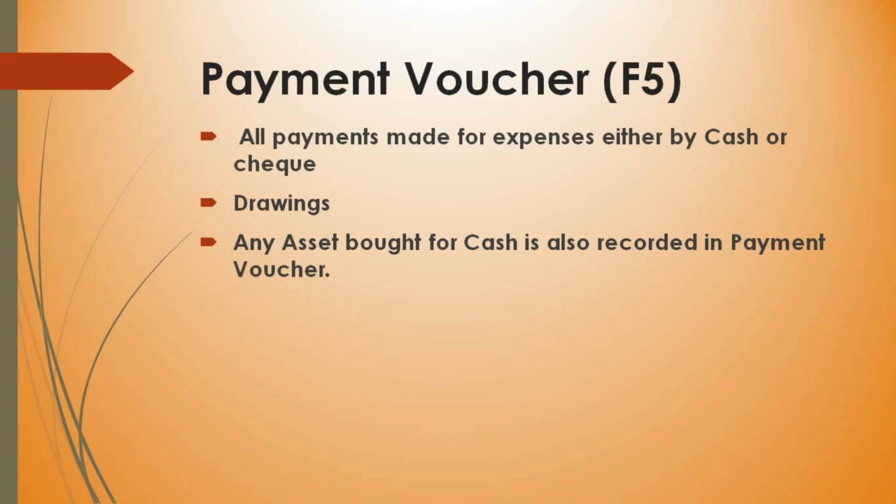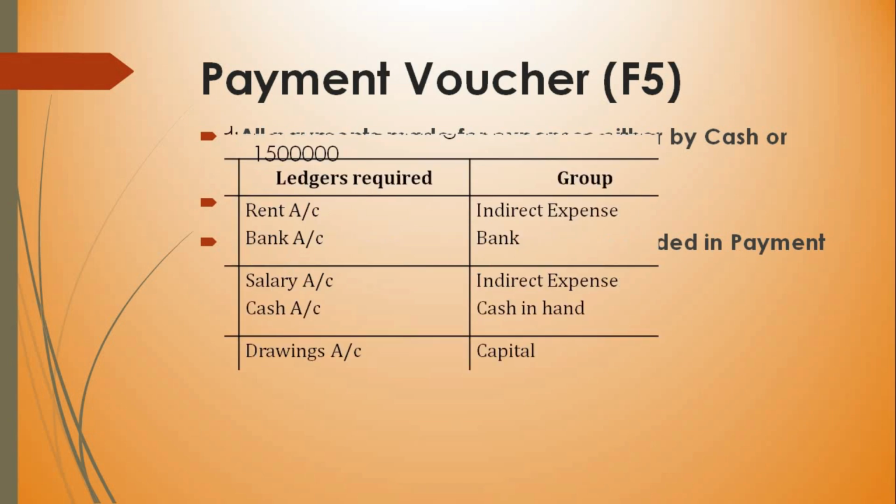And if you're buying any asset for cash, when you're buying an asset, you're making payment for it. Isn't it? You give cash and then buy the asset. So that is being recorded in payment voucher. So the three places where you're using payment voucher: any expenses paid either by cash or check, drawings, and buying any asset for cash. Hope you're clear with this. Let's go with the example.